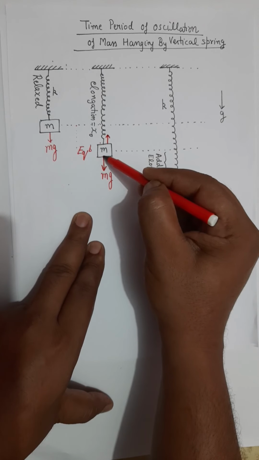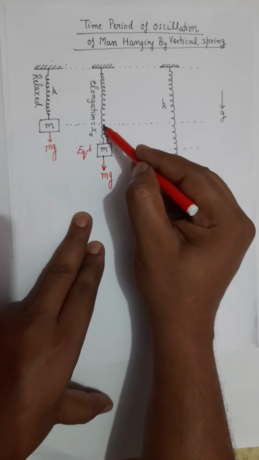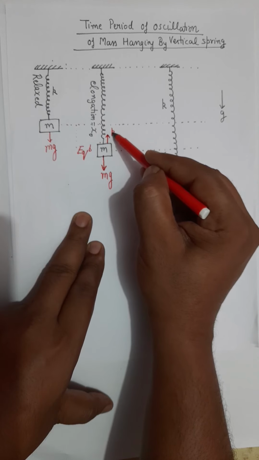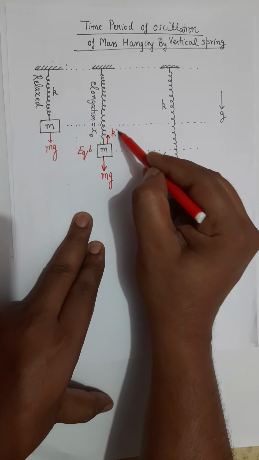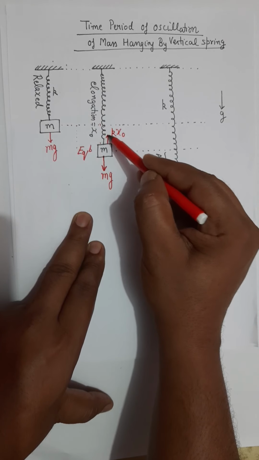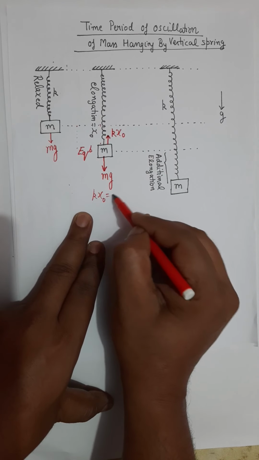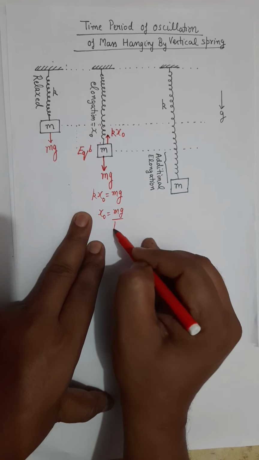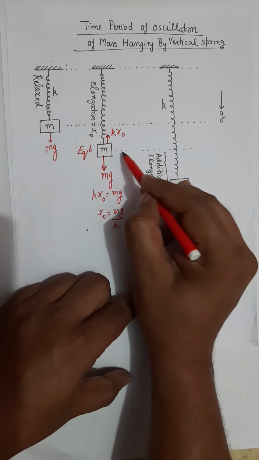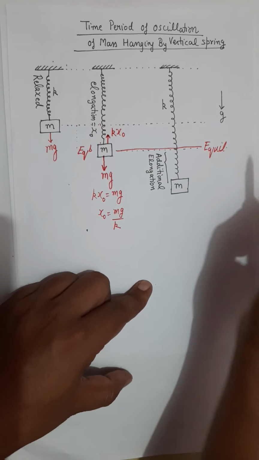So the point of equilibrium will appear when the force of gravity is balanced by the restoring force of the spring, which as per Hooke's law is the spring constant k times the elongation x naught. By balancing these two forces, you can simply find the value of x naught, which comes as mg over k. Notice that this was the equilibrium level.